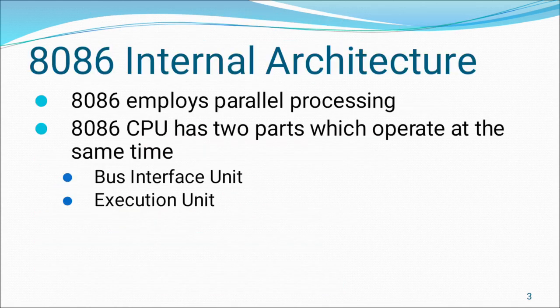Next we are going to discuss the important topic, internal architecture of 8086. So 8086 employs parallel processing, which means it can perform more than one operation at a time. So the 8086 CPU has two parts which operate at the same time. The architecture of 8086 can be split into two different units: bus interfacing unit and execution unit.